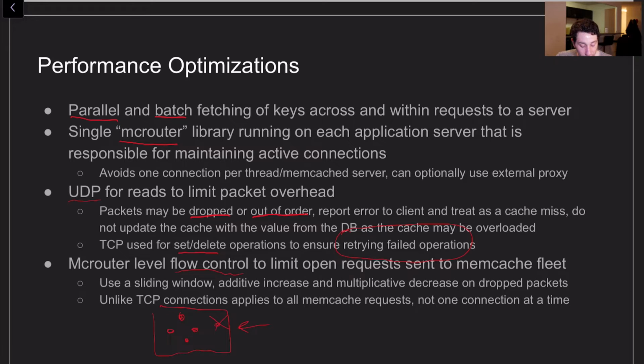Finally, like TCP, this is kind of doing an additive increase and multiplicative decrease. So as you continue to get successful requests, you can very slowly increase the size of that sliding window. And then if for whatever reason you drop packets or a request doesn't get a response to it, you very quickly decrease the size of that sliding window, and that's to make sure that we don't overload our cache fleet.